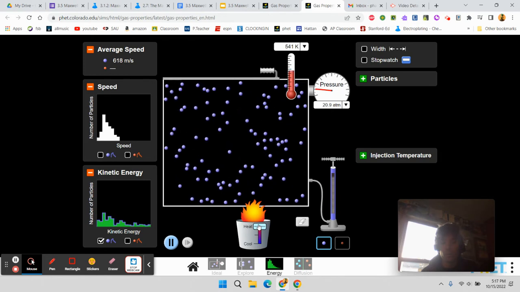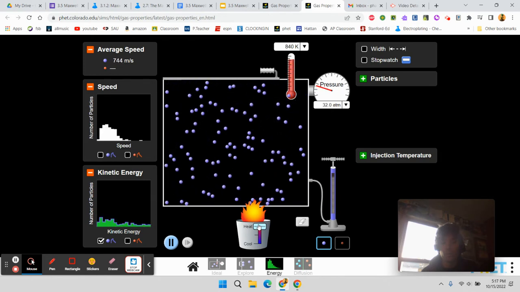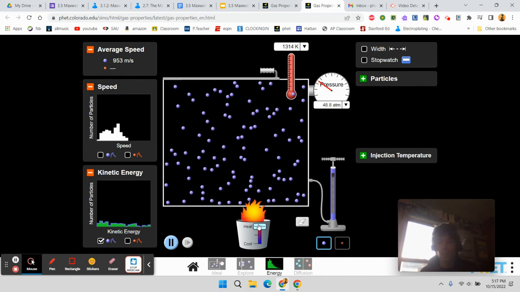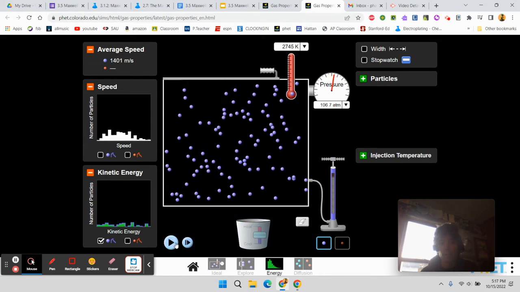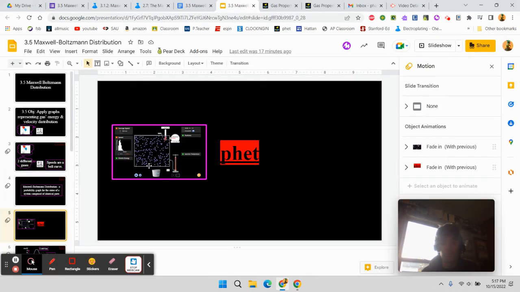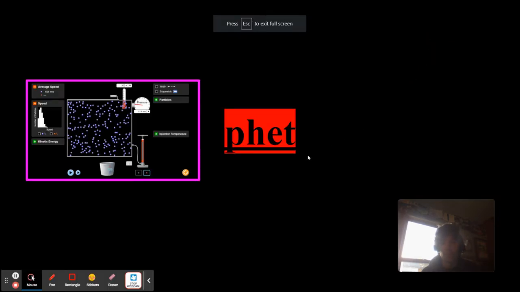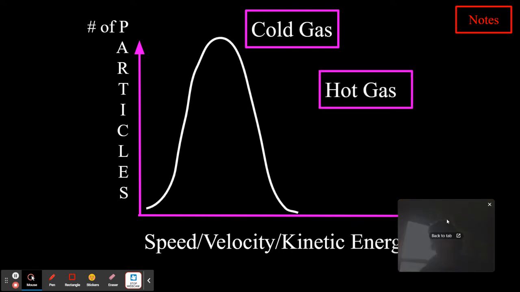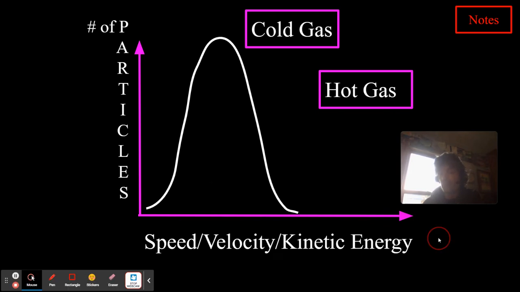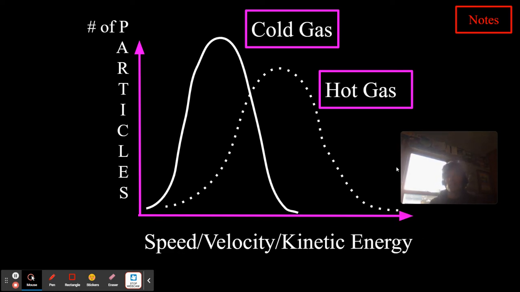So you'll notice that the graph is kind of shifting to the right. All right, and it's also flattening out. All right, so that's what's going on. So when I have a cold gas and I heat it up, what happens to its speed, its kinetic energy, its range of these values? It's going to go up. All right, and that's what it's going to look like.